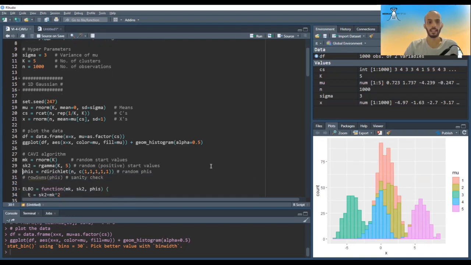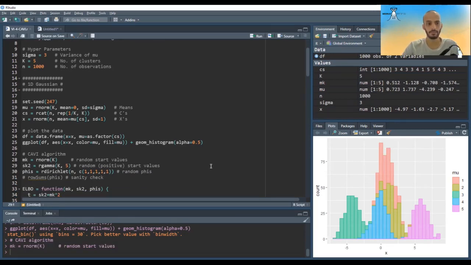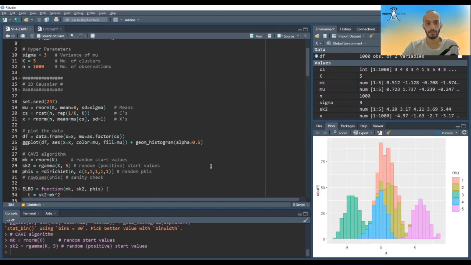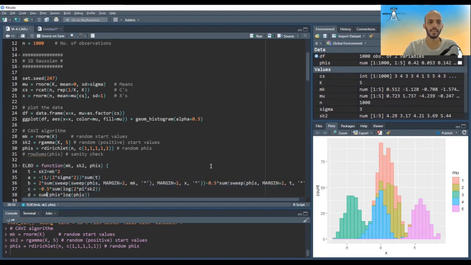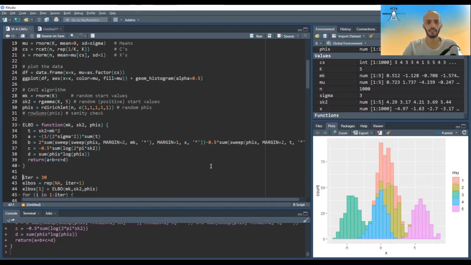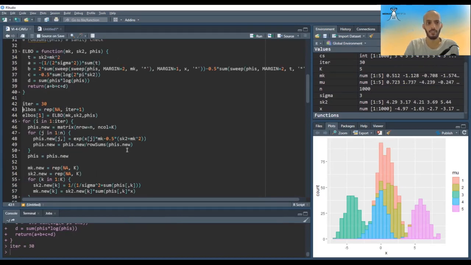Okay, and now we use the CAVI algorithm. We start with random values for the parameters: random values for the means, random values for the sigma square, and I just use the gamma distribution because I want them to be positive. Random values for the phis, and I use the Dirichlet distribution, so it guarantees that the sum of each row will be equal to 1. Okay, and here I compute the ELBO. I just entered the expressions that I developed before, and I give it a maximum iteration of 30.